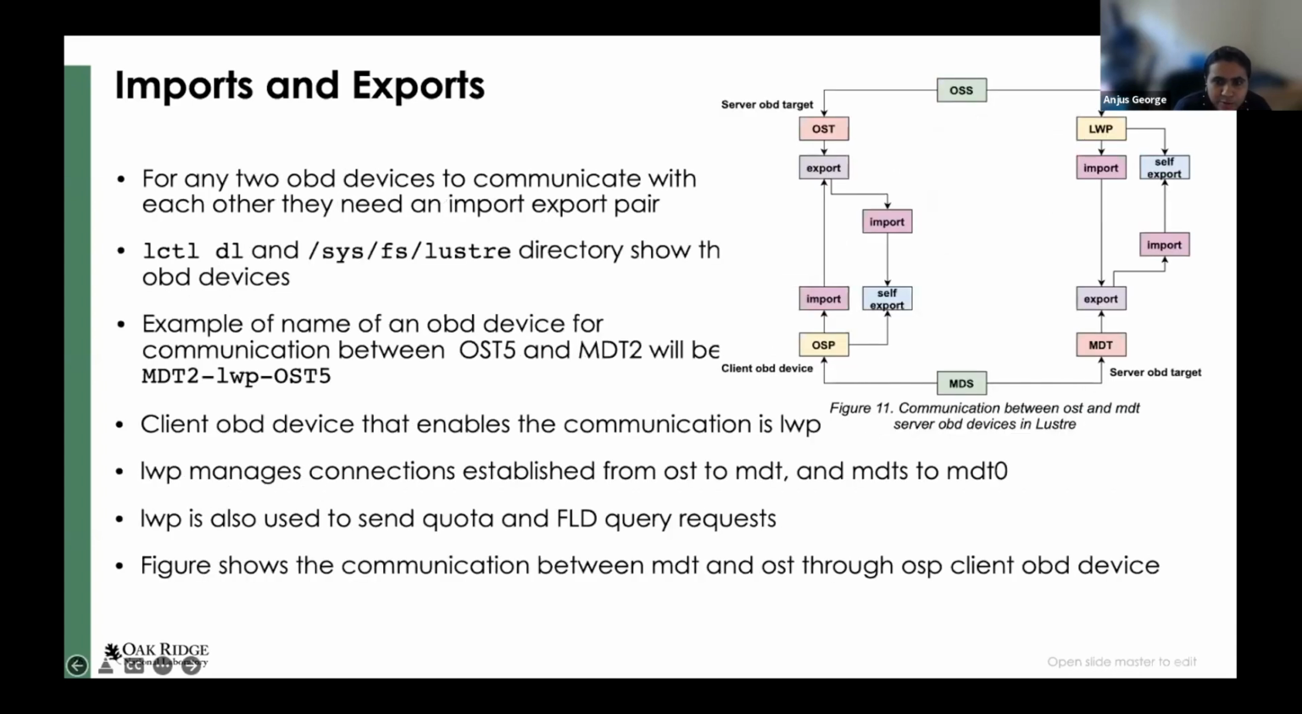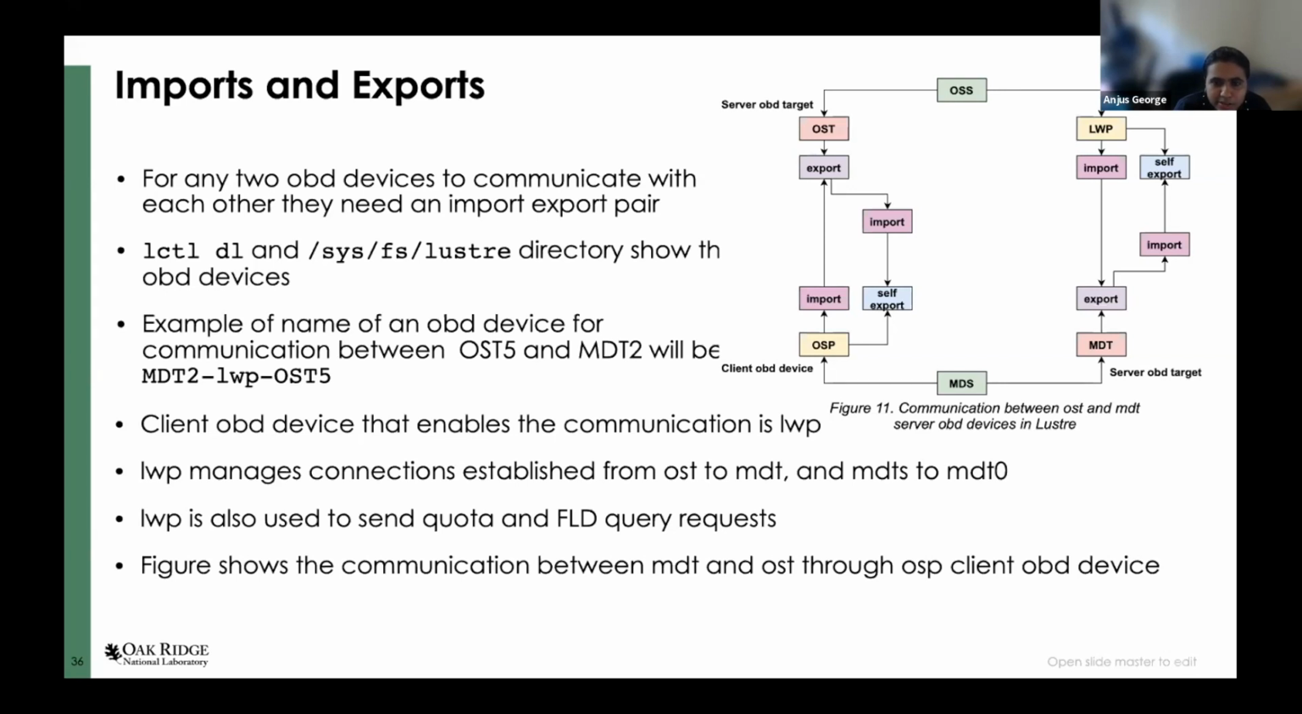So for any two OBD devices to communicate with each other, they need an import-export pair. For instance, let us consider the case of communication between OST and MDT OBD devices. Logging into an OSS node and running the command lctl dl shows the OBD devices on the node and associated details such as OBD device status, type, name, UUID, etc.